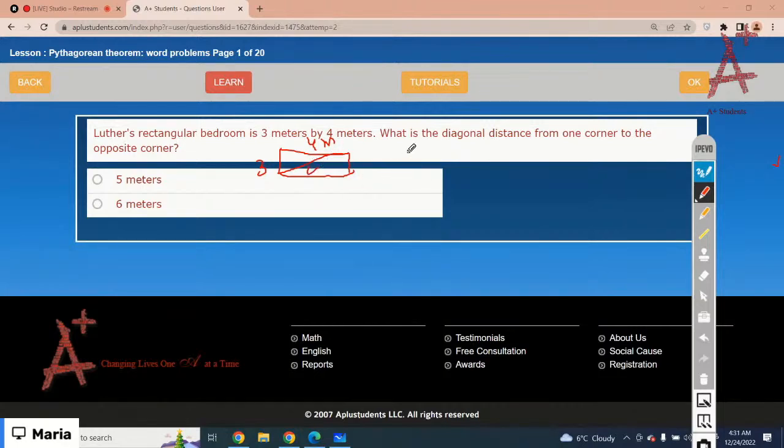So just calculate c. We know that c square equals a square plus b square. So a is 4 square plus 3 square. 4 square is 16 and 3 square is 9. 16 plus 9 is 25. Got it? When you have to calculate the value, you have to square root both sides. So c equals 5. Got it?